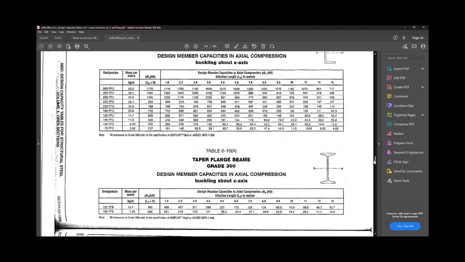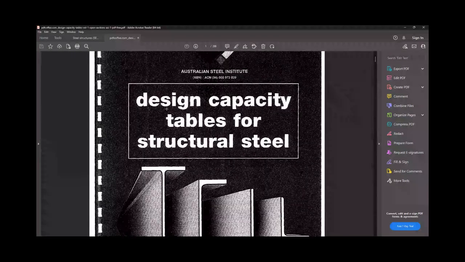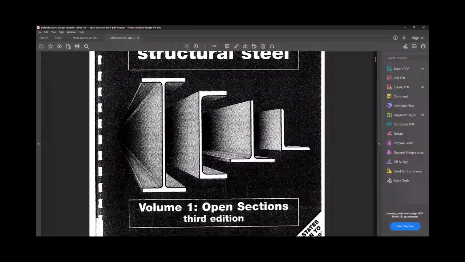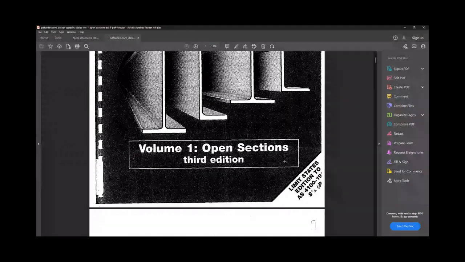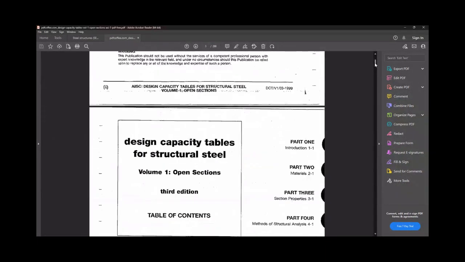These are the tables. This is the name of it: Design Capacity Tables for Structural Steel. If you are using standard steel sections like I-beam, C-section, T, and angle, you can use this volume, Open 1, for open sections. There is another volume for hollow sections, depending on which sections you are using.